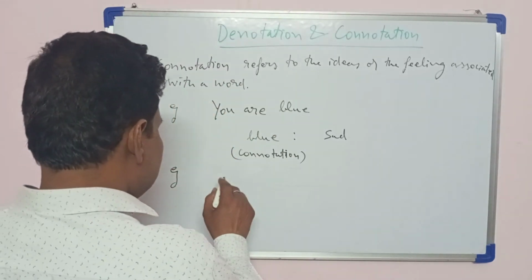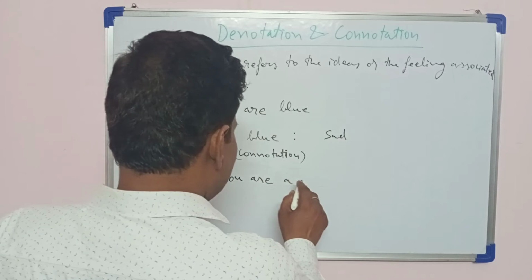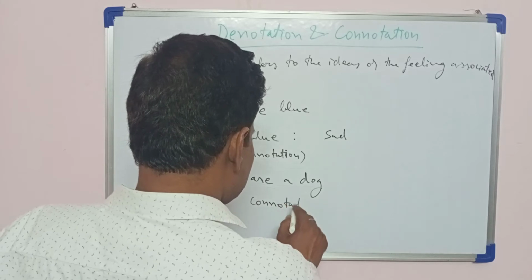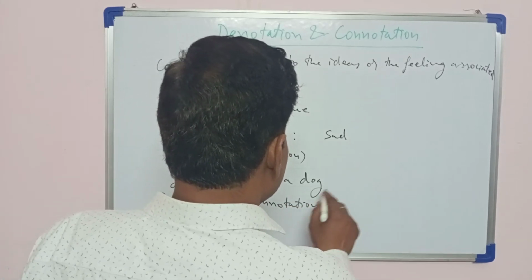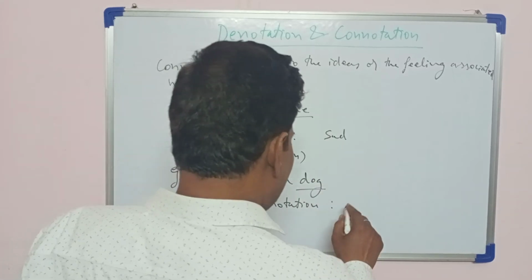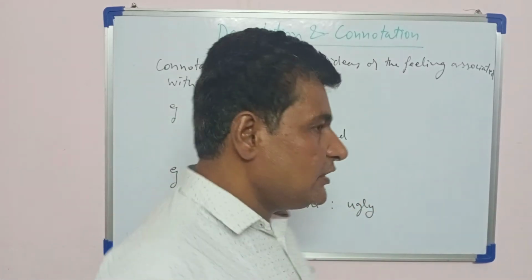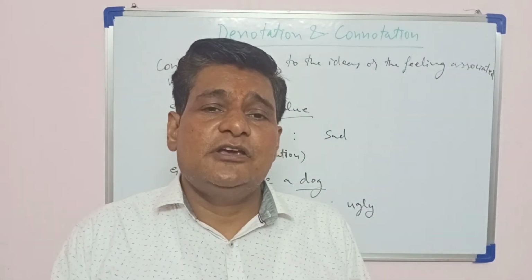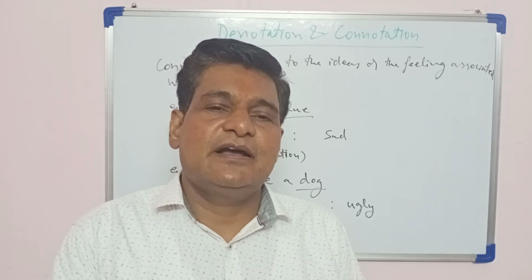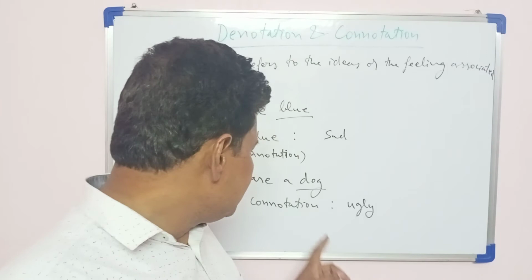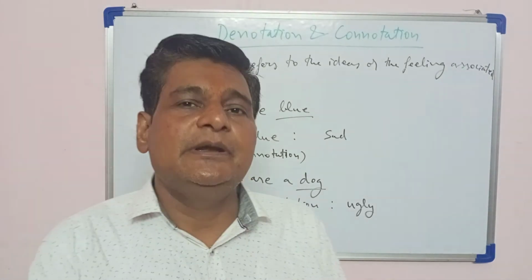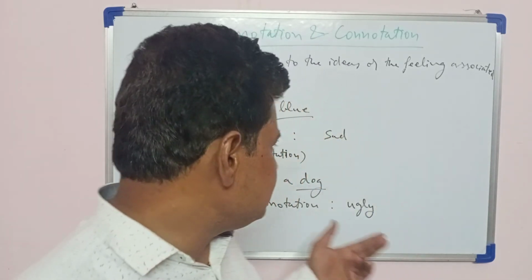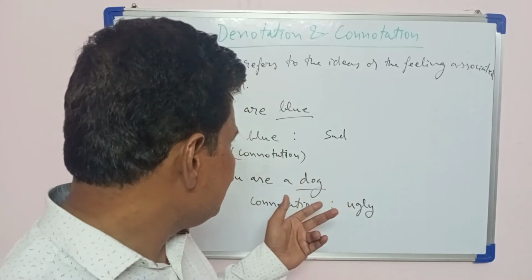See another example. You are a dog. So here connotation is ugly. It may refer to a human being. If we say you are a dog, it means you are as ugly as a dog. So here, this is the connotation. It means extended meaning or some meaning that is associated with it. It gives you the feeling, it gives you the ideas.